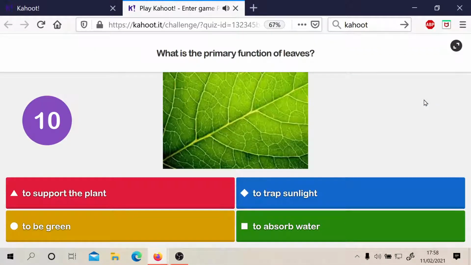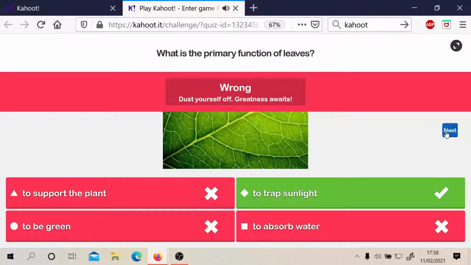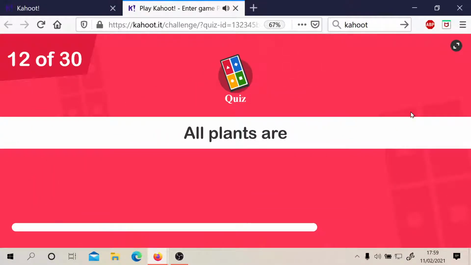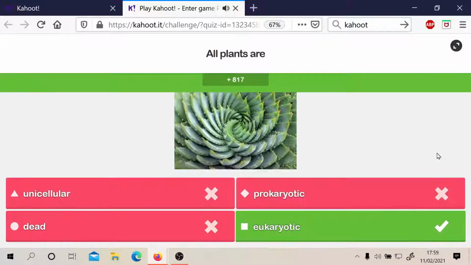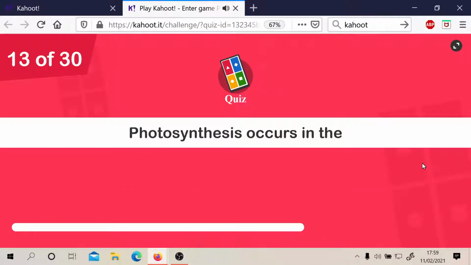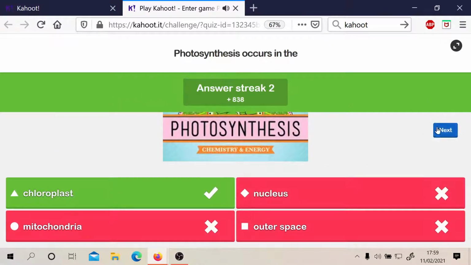But jeez, man. I do know stuff about plants, but it's just like bringing it all together. Like, there's so much different stuff. Is it the chloroplast? Yeah, I thought so.